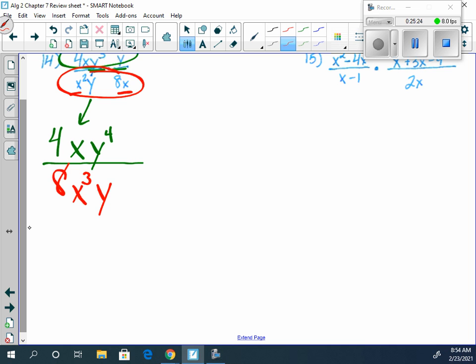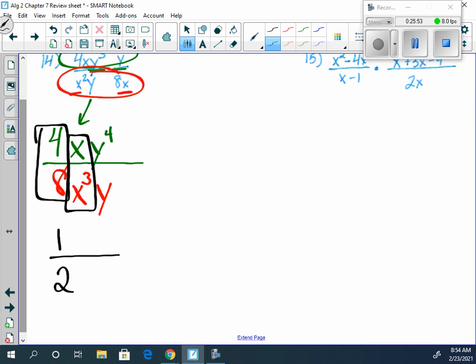Now at this point, we can simplify anything that's like terms. We can simplify 4 divided by 8, and 4 divided by 8 will give us 1/2. I haven't written the 1 up on the numerator yet, I'll go on and do that. We don't have to write it as long as there are other terms on top. So that takes care of that.